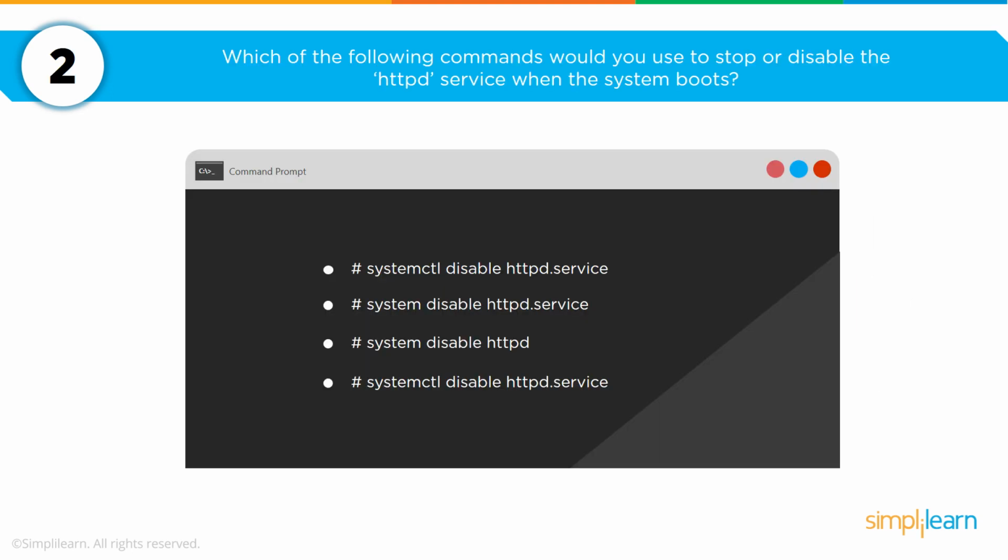You will also be asked some questions such as the following: which of the following commands would you use to stop or disable the HTTP service when the system boots? You'll typically get 4 responses: hashtag systemctl disable httpd.service, or is it system disable http.service, system disable httpd, or the final option, which is systemctl disable httpd.service. Your answer should be the first one, which is hashtag systemctl disable http.service.